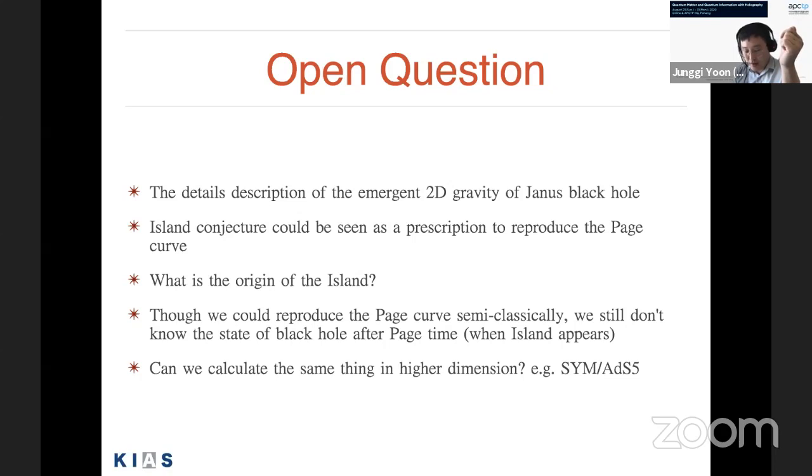And so far, we just reproduced the Page curve, but we never talk about what is the density matrix of the black hole after Page time. So to find the state is also a very important open question.